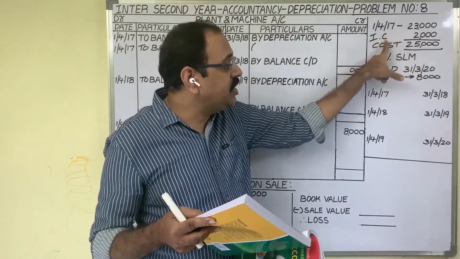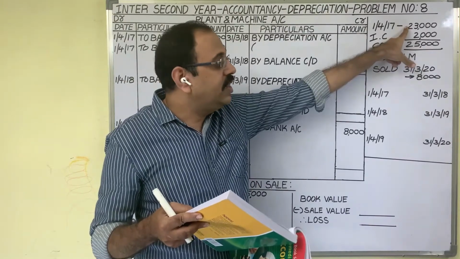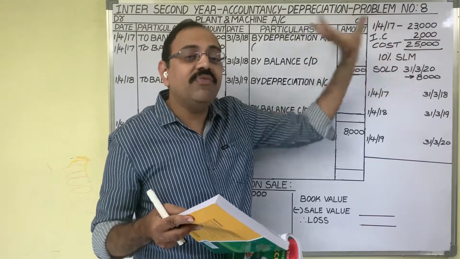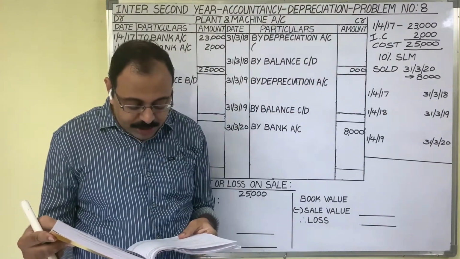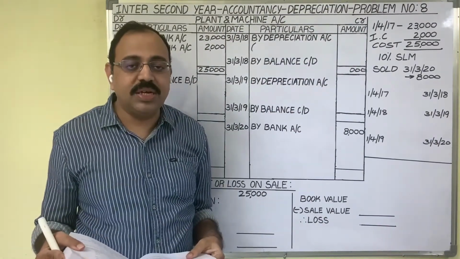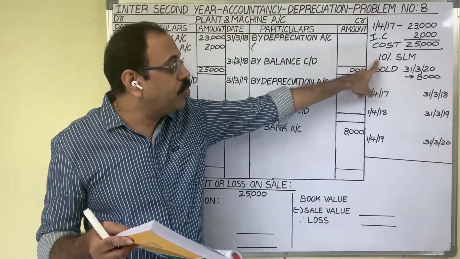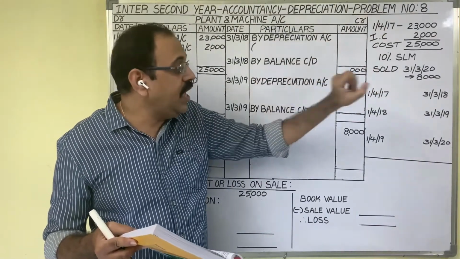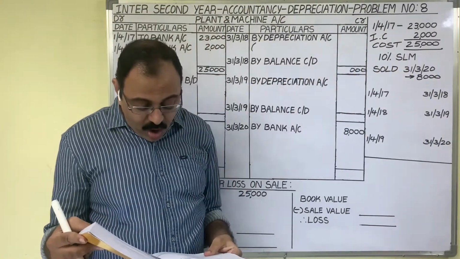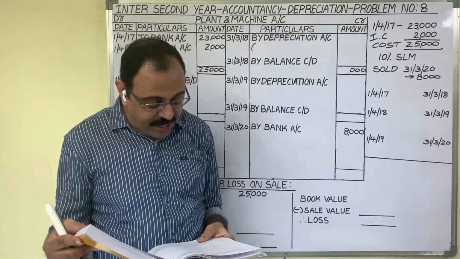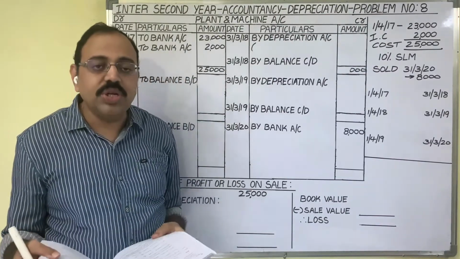When installation charges are given, we should add that to the purchase price, no? Then the cost of the asset is 25,000 rupees. Depreciation is to be allowed at 10% under the straight line method. Every year 10% depreciation we should provide on this plant and machinery under the straight line method. On 31st March 2020, the plant was sold for 8,000 rupees.